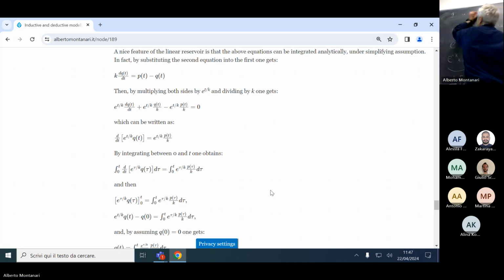So let me compute it here. Let's compute the integral between the limits of integration, let's put it between 0 and t. Okay, so let me write first the right-hand side: the integral between 0 and t of e to the power of t over k times P dt. Okay, so you understand the extremes of integration between 0 and t. And here, the integral of the derivative is simply the argument of the derivative, e to the power of t over k times QT, computed between the extremes 0 and t. Everything is clear?